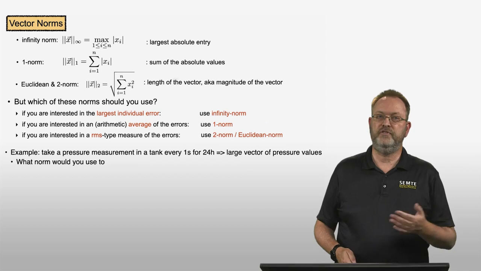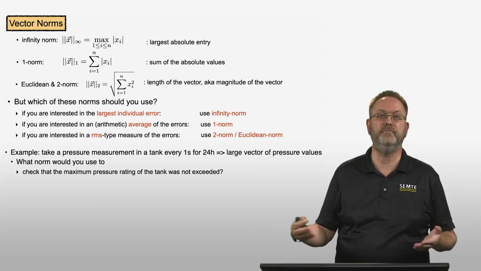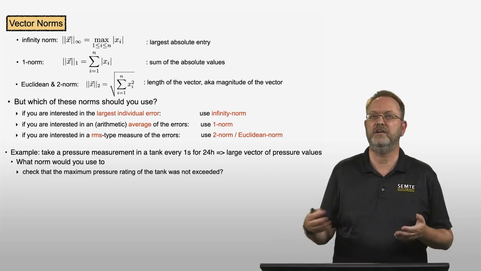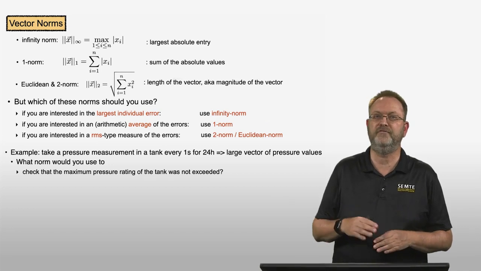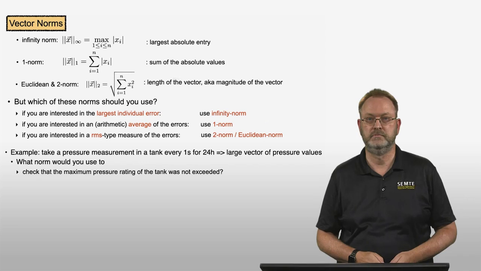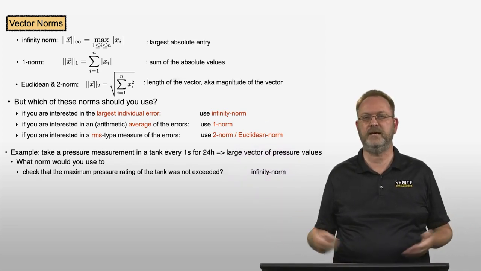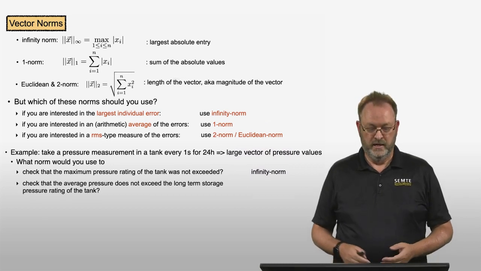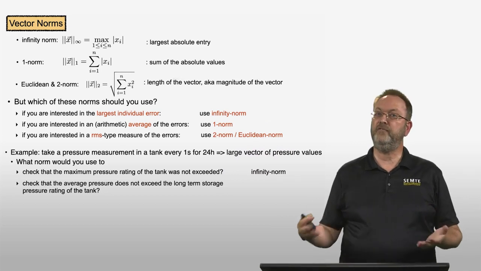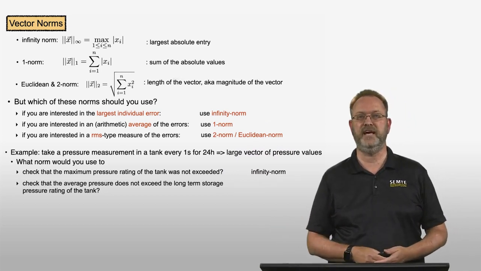Now, which of these norms would you use to check that the maximum pressure rating of the tank was not exceeded? Meaning that the largest pressure that you measured wasn't above the rated tank value. Well, you would use the infinity norm because that tells you the largest absolute value. What norm would you use if you wanted to check that the average pressure does not exceed the long-term storage pressure rating of the tank?